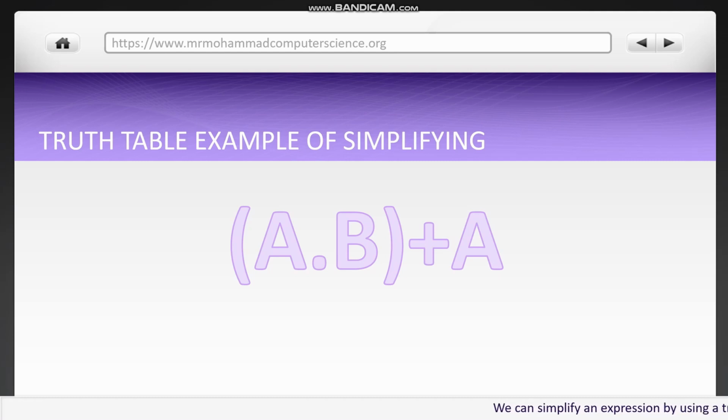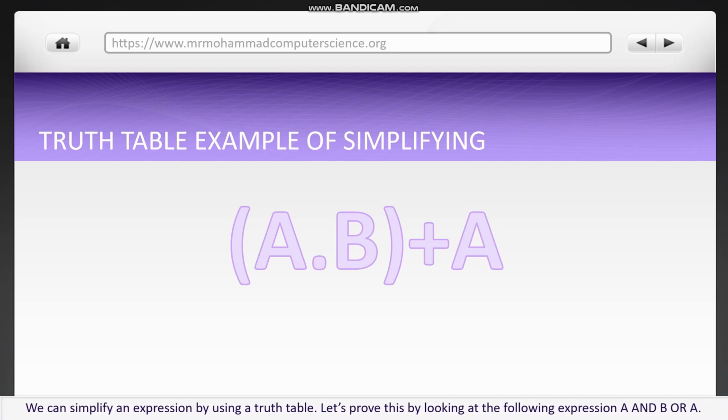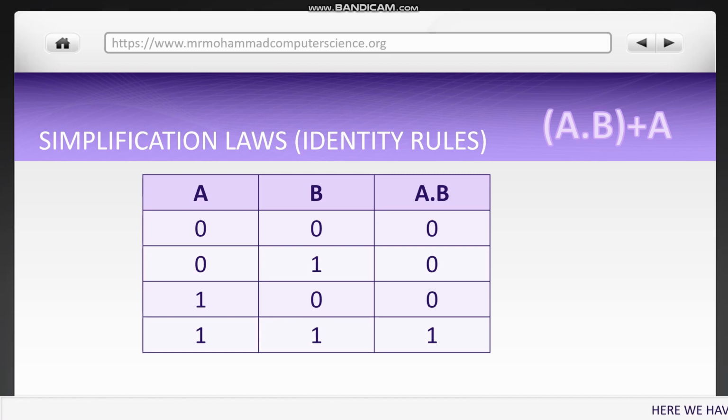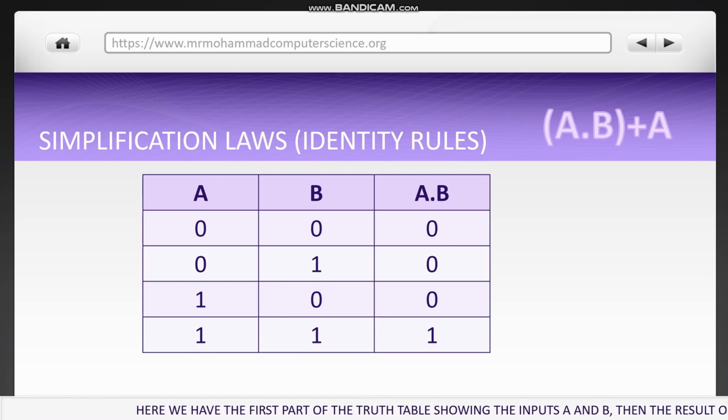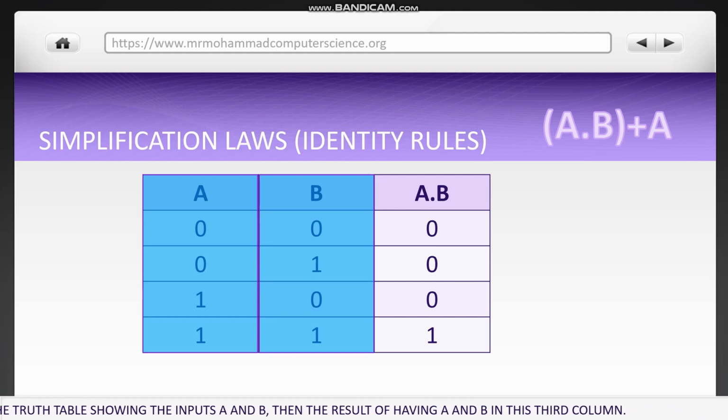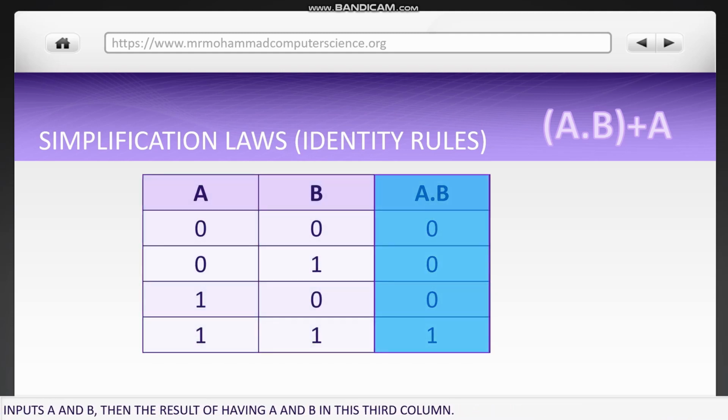Now, we can simplify an expression and prove the simplification by using a truth table. Let's prove this by looking at the following expression: (A and B) or A. Here we have the first part of the truth table showing. We can see the inputs A and B, and then we can see the results of having A and B in the third column over here.